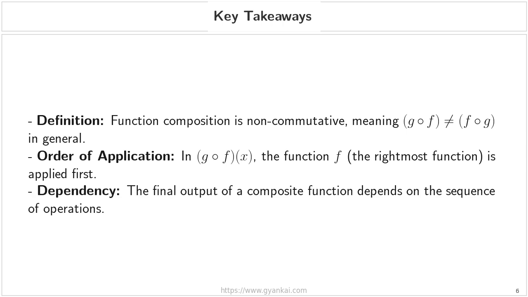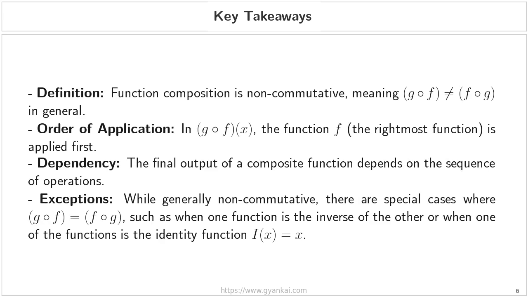This brings us to the idea of dependency. As we saw in both our socks and shoes analogy and our mathematical demonstration, the final output of a composite function depends entirely on the specific sequence of operations. Changing the order changes the result. Finally, it is important to note that while composition is generally non-commutative, there are a few special exceptions where g circle f does equal f circle g. This occurs in specific cases, such as when one function is the inverse of the other, or when one of the functions is the identity function, denoted as I of x equals x.